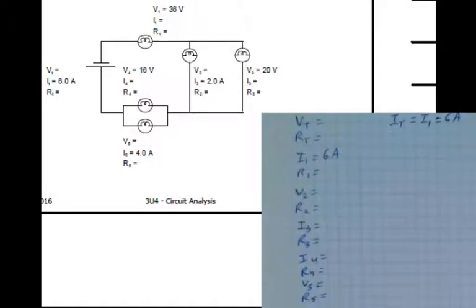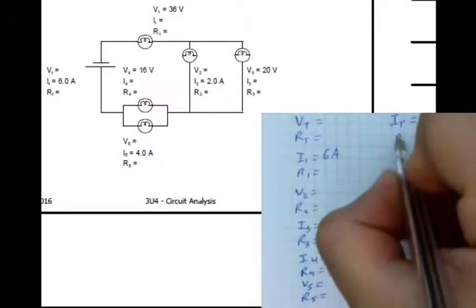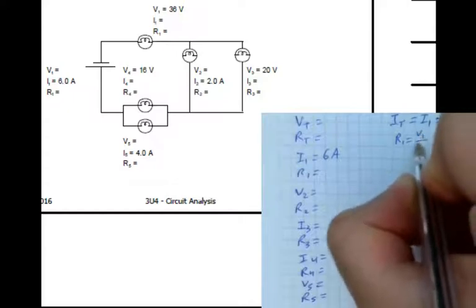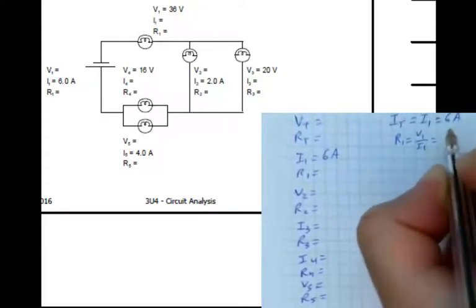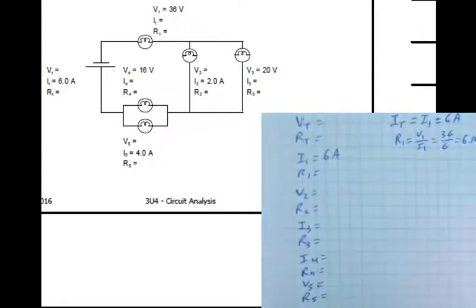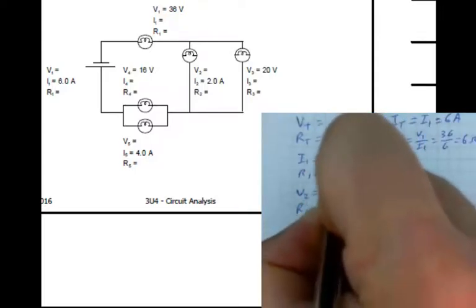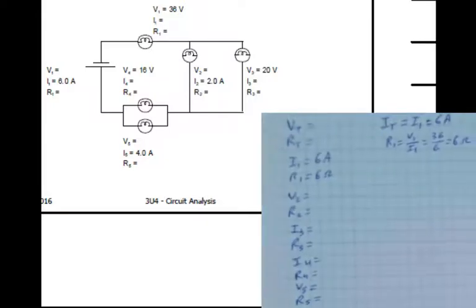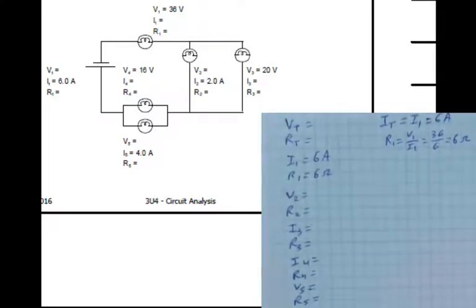Next, I can use Ohm's law to find out what R1 is. 36 over 6. It's going to be 6 ohms. So my R1 is 6 ohms as well. So we have one resistor or lamp fully analyzed. We can now use that to help us solve others. Let's see what we can do here.